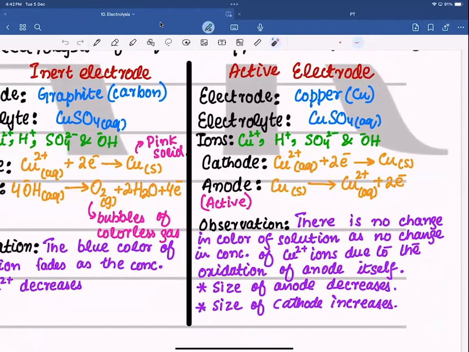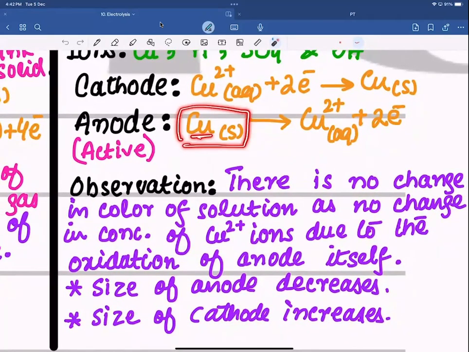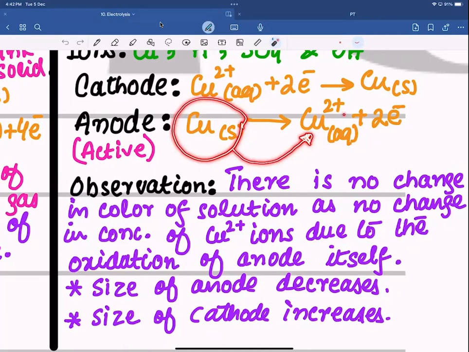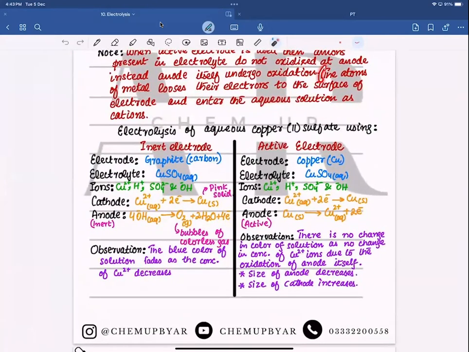So as we have discussed earlier, the electrode is of copper, right? As it is, it has no charge, which means that there are atoms. So what these atoms do at the anode, they lose electrons and turn into ions, and when they turn into ions, they enter the aqueous solution. So what is happening at the anode when there is an active electrode is that the size of the anode gets reduced, it gets smaller, because the atoms which are solid are getting dissolved in the solution by becoming ions. That is what this point is stating that you have asked me. The atoms of metal lose their electrons to the surface of the electrode and enter the aqueous solution as cations.